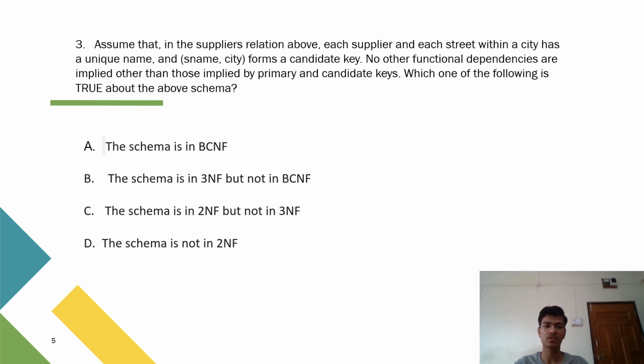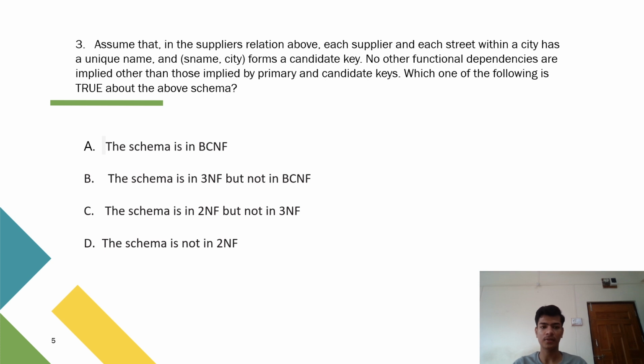Now on the third question, assume that in suppliers relation above, each supplier and each street within a city has a unique name and a unique city, and S name and comma city forms a candidate key. There are no other functional dependencies implied other than those implied by the primary and candidate key. Which of the following is true?